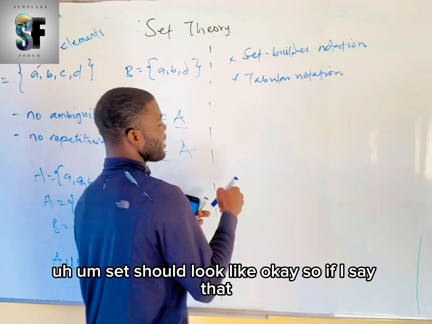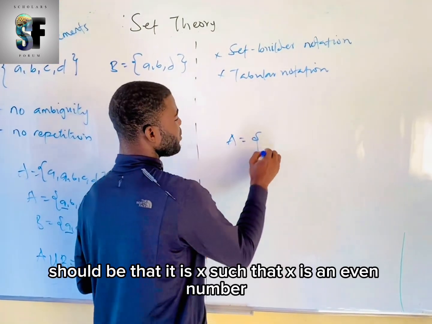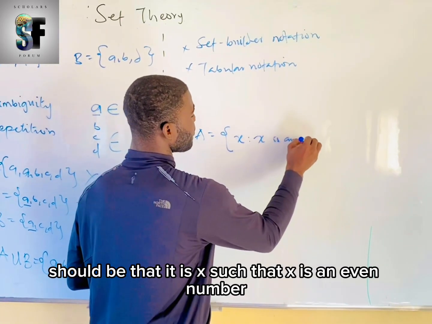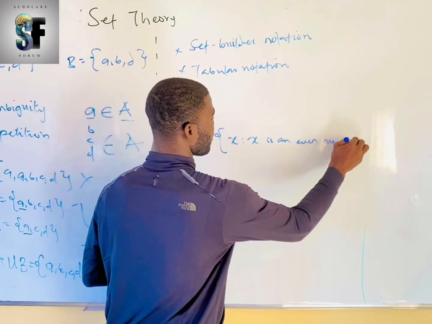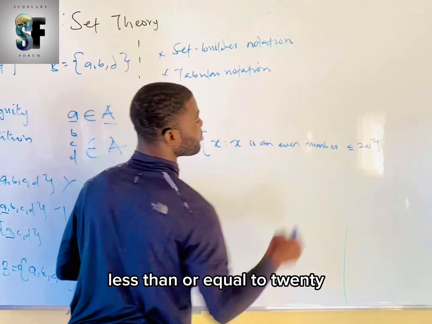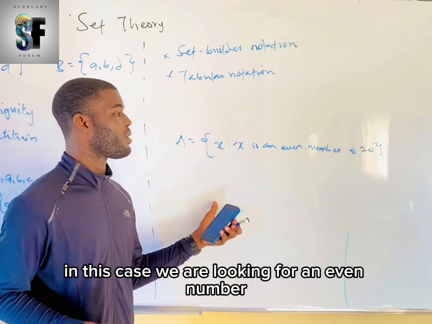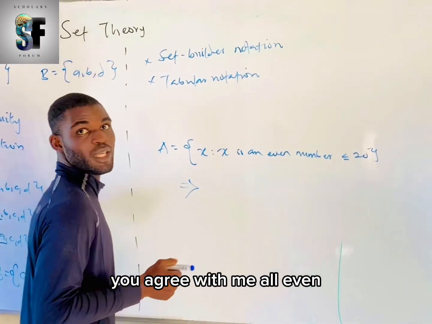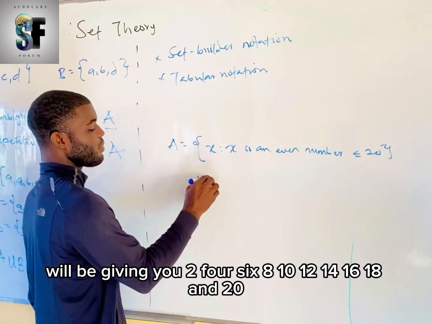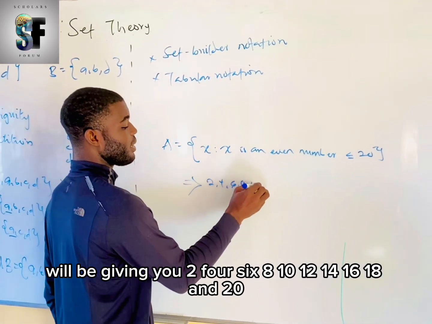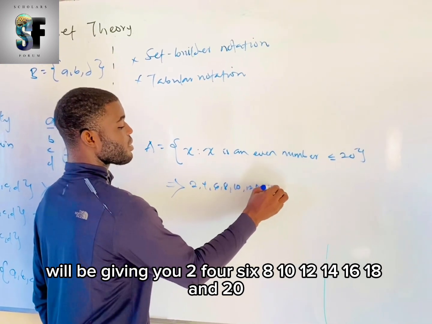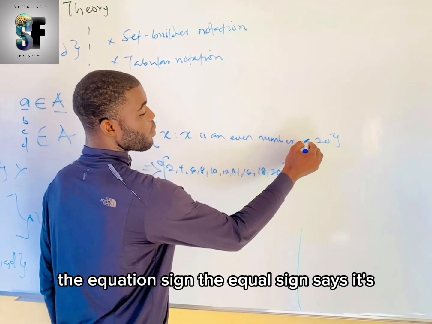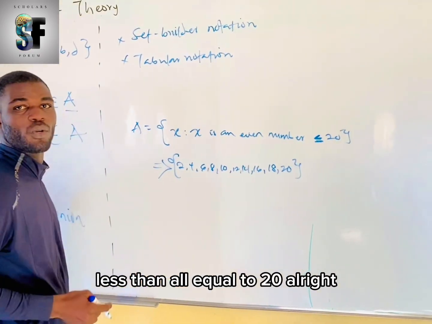So if I say that set A is X, such that X is an even number less than or equal to 20, in this case we are looking for an even number less than or equal to 20. All even numbers less than or equal to 20 give you 2, 4, 6, 8, 10, 12, 14, 16, 18, and 20. The reason we are including 20 here is because the equality sign said less than or equal to 20.